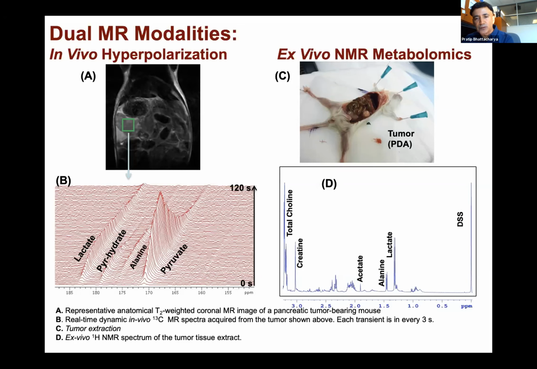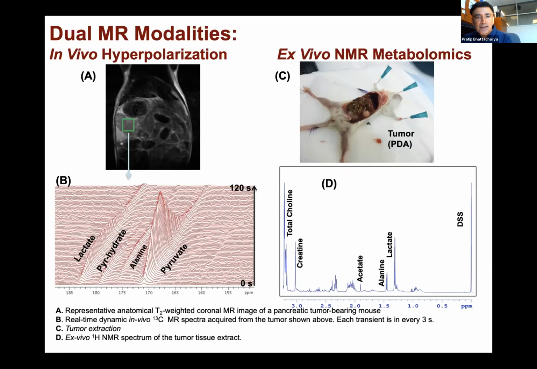So essentially, we take the flash frozen tissue and then extract the metabolites, and at a high resolution NMR spectrometer, we collect the NMR spectra. So one is a dynamic, real-time live intact imaging inside the pancreas of a live mouse. The other one is a static image of the tumor tissue.